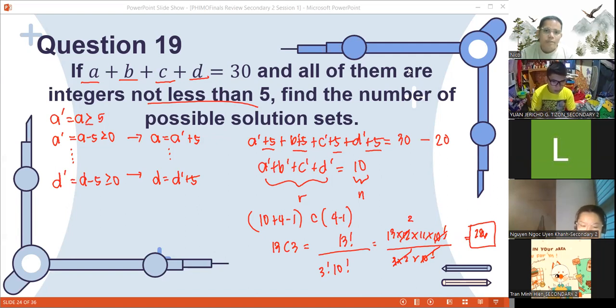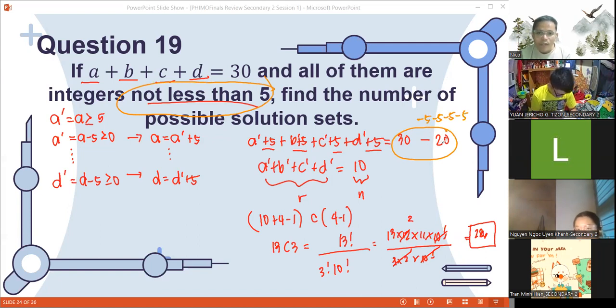Again, you should comply with the condition in which it's not less than 5. So if it's not less than 5, automatically you can say that it is 6, 7, 8, 9, 10, right? So since it's not less than 5, A should be plus 5, B is plus 5, C is plus 5, D is plus 5. So we have a shorter value here. We have 30 minus 5 minus 5 minus 5 minus 5. That's why we have minus 20. Okay? And then this one, that's the time that we use stars and bars.